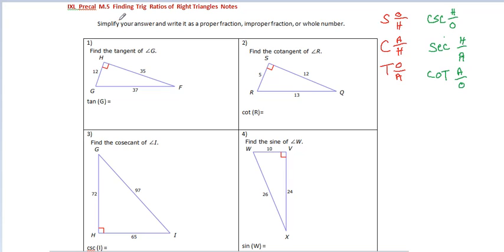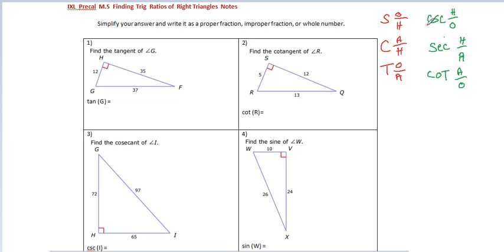So what we're doing here is you're going to be asked to find the trig ratios of right triangles. Just to go over, we've got SOH CAH TOA. Sine is opposite over hypotenuse. Cosine is adjacent leg over the hypotenuse, and tangent is the opposite leg over the adjacent leg. Then over here in green, I have written down the reciprocals of those.